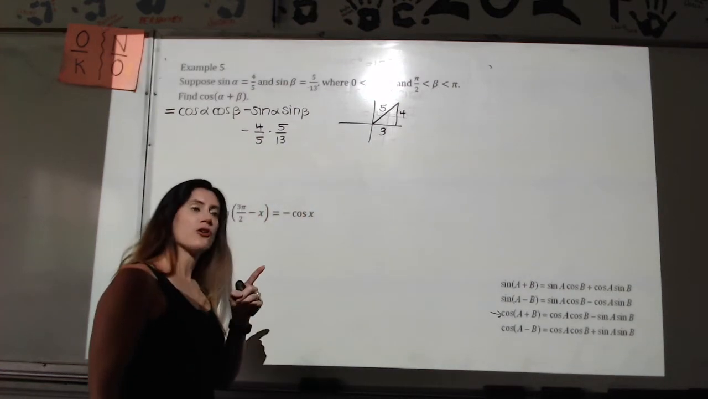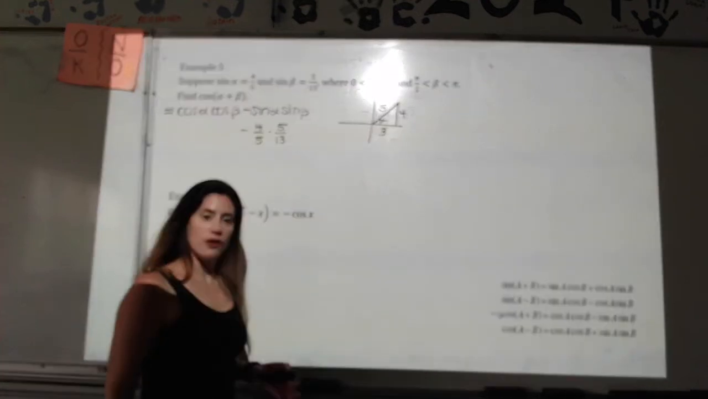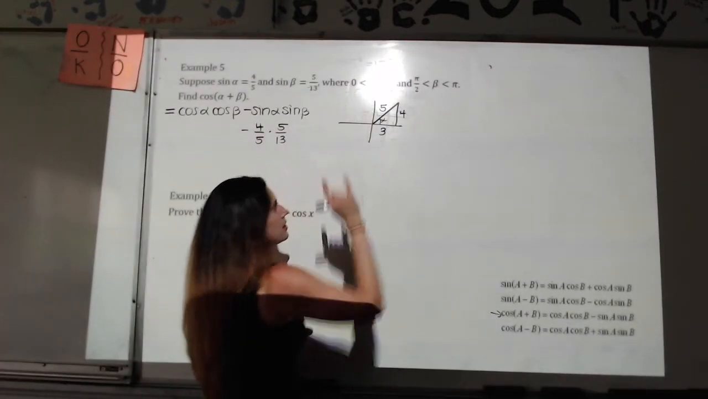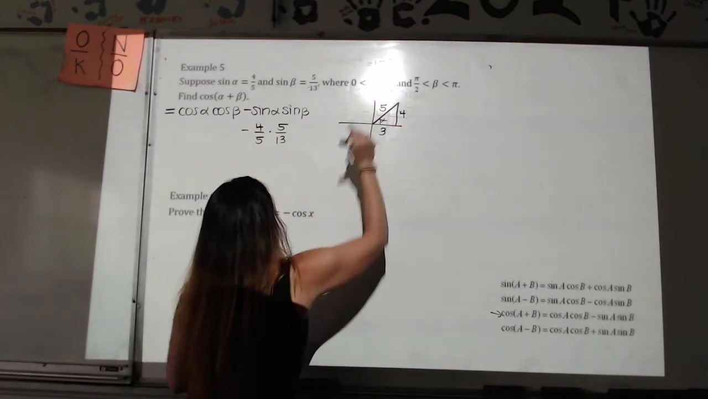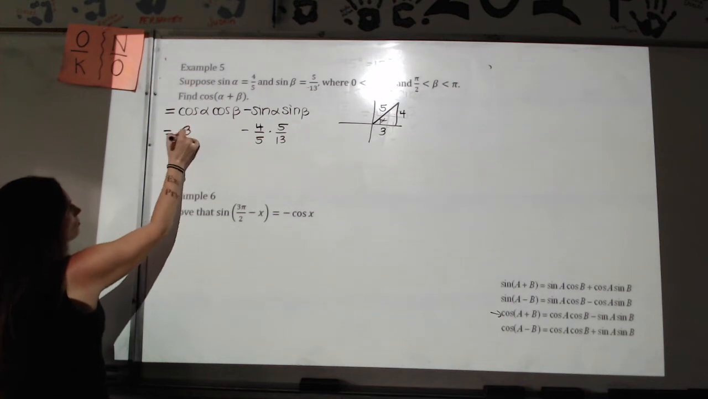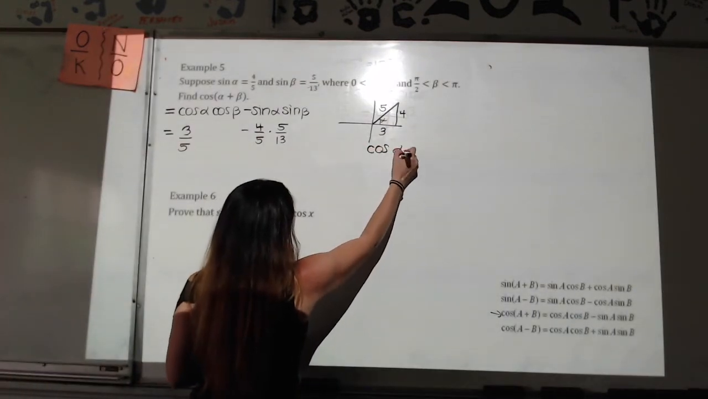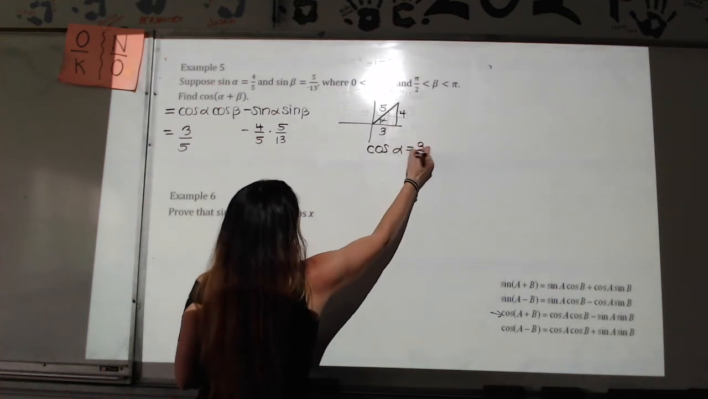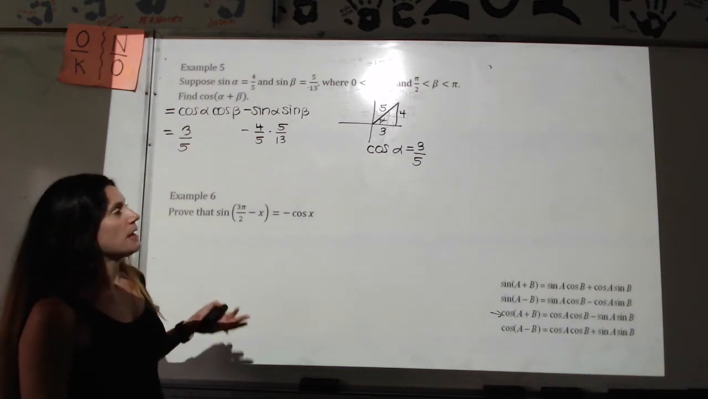If you can complete that triangle, you now know this angle is alpha in the first quadrant, like it says here, and you can now use SOHCAHTOA, adjacent over hypotenuse, to get the cosine. So the cosine of alpha is 3 over 5. Cosine of alpha is adjacent 3 over hypotenuse 5. Then you can repeat the process for beta.